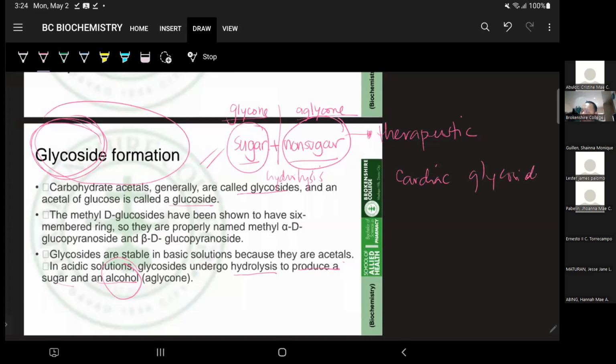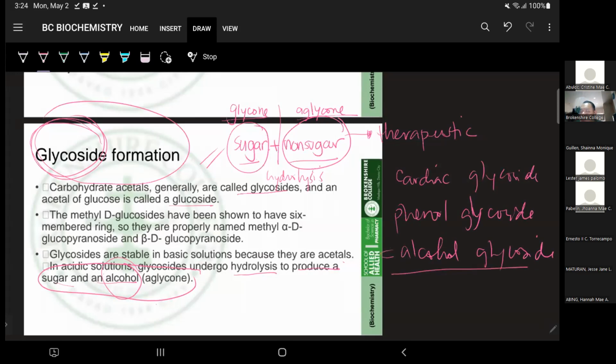Meron tayong tinatawag na, like for example, cardiac glycoside. Meron din tayong tinatawag na phenol glycoside. Okay. Meron din tayong tinatawag na alcohol glycoside. In an acidic solution, glycosides undergo hydrolysis to form sugar and an alcohol. Most likely, ang tawag sa kaniyang glycoside is alcohol glycoside kasi upon hydrolysis, it will yield alcohol. Yan. So, yun lang yung dapat natin tandaan dito.